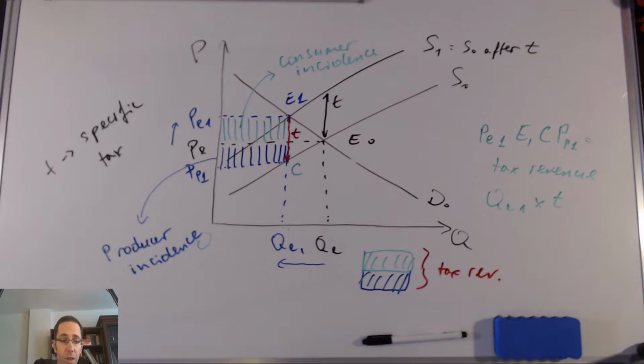What we are going to do next is we'll use a simple mathematical example with straight line demand curves and supply curves, just to see how we can calculate the value of the tax revenue and the burden for the producers and for the consumers.